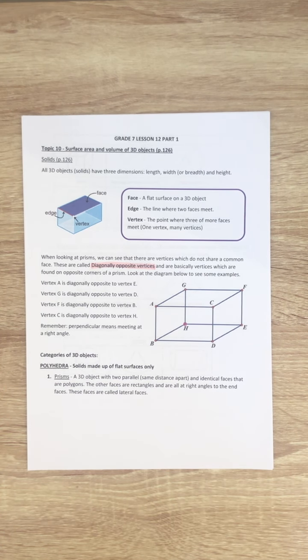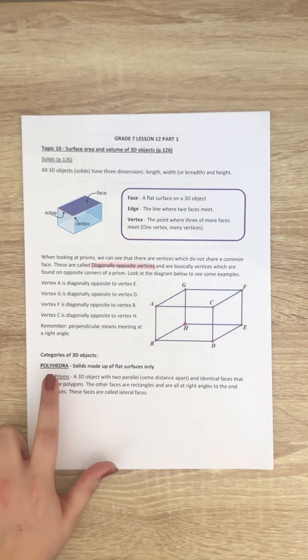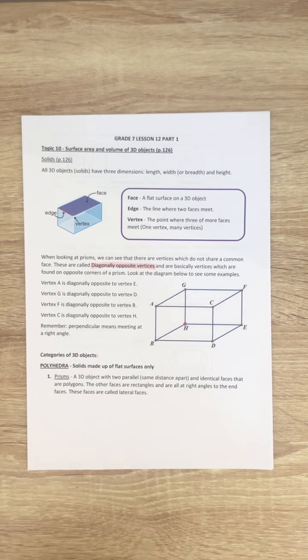Now just a quick recap of some grade 4, 5 and 6 work. We've got to name a few 3D objects and they fall into a few categories. The first category we talk about is polyhedra. It's one polyhedron, many polyhedra. These are solids that are only made up of flat faces. So all the faces have to be flat.